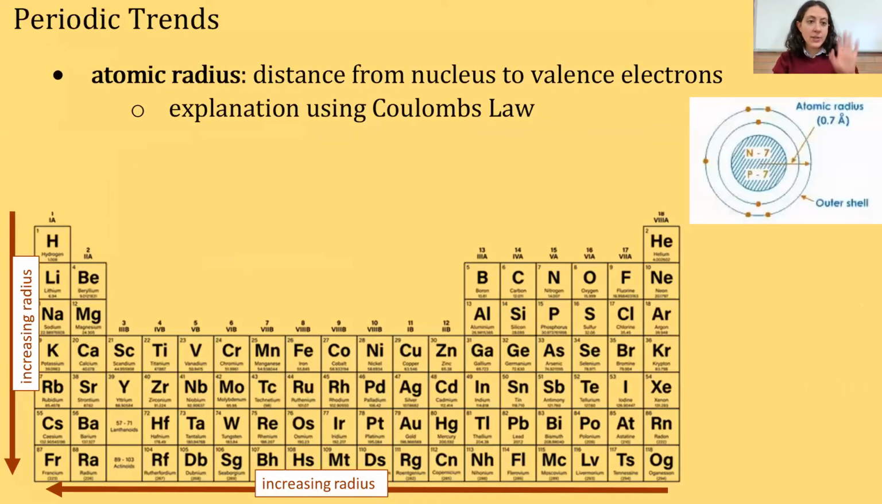Okay, so this is the increasing radius. You can label that on your periodic table. The explanation is kind of what we just talked about. So if you're going up and down the periodic table, it has to do with the shells of the electrons. As you're going across, where they should all be on the same shell, it all has to do with the charge of the nucleus.